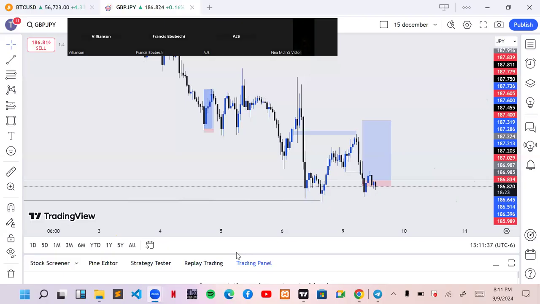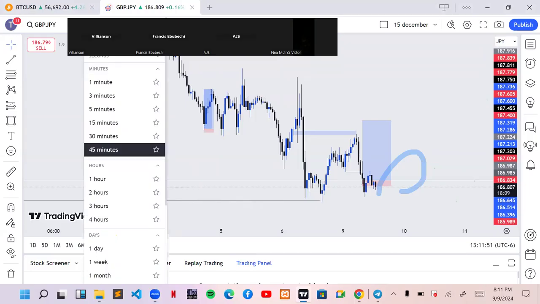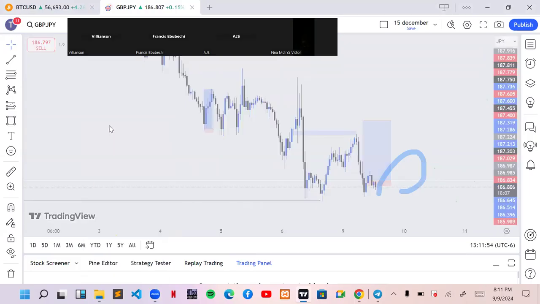So yes, for this exact same setup, I had the same thing on GG, but I was taken out. I really do not know why, because there's an inducement and there's a breaker block, but the setup failed. I had the same setup, but I already figured out why it took a loss.